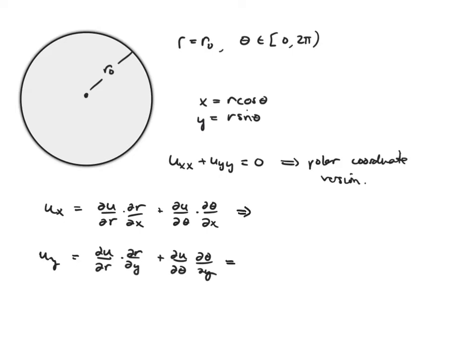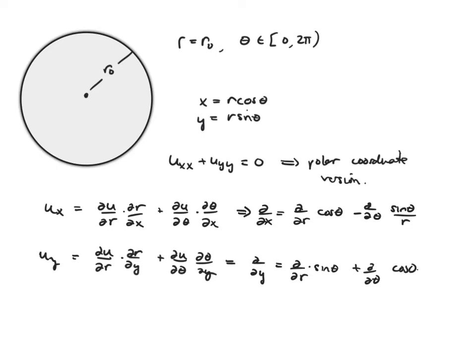So the derivative operator with respect to x turned out to be derivative with respect to r, and then we multiply by cos of theta. That is, the derivative of r with respect to x is cos theta. And then we have minus the derivative with respect to theta, and then this turned out to be sine theta over r. We did some matrix methods to obtain these. The derivative operator with respect to y turned out to be the derivative with respect to r times sine theta, and then the derivative with respect to theta, and then cos theta over r.